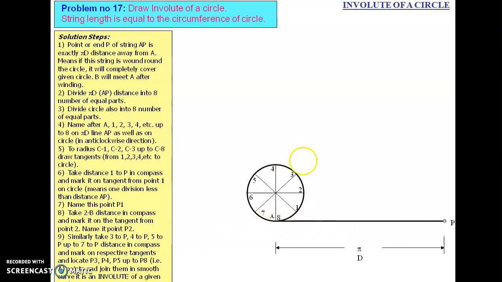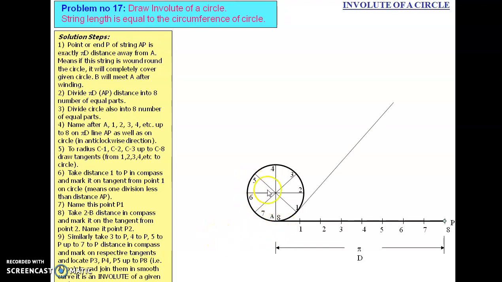As we have divided the circle in 8 equal parts, divide this pi d also in 8 equal parts. If we divided the circle in 12 parts, then you have to divide the pi d distance also in 12 parts. So here we divide the pi d distance in 8 parts, 1, 2, 3, 4, 5, 6, 7, 8, and mark them 1 to 8.